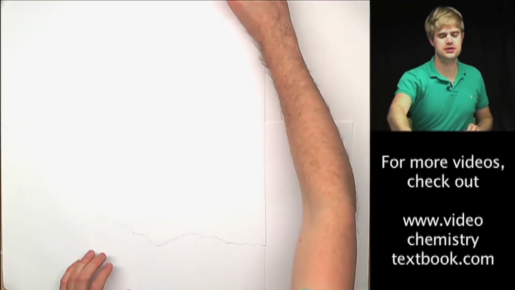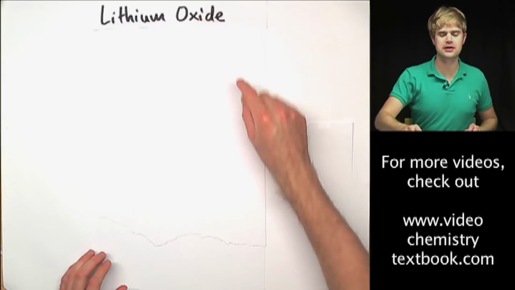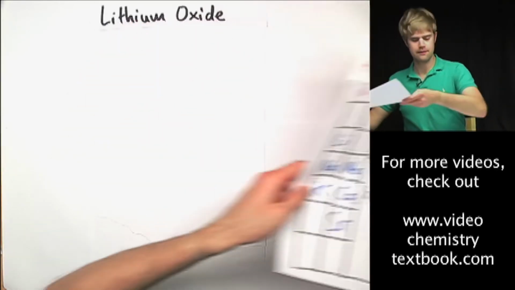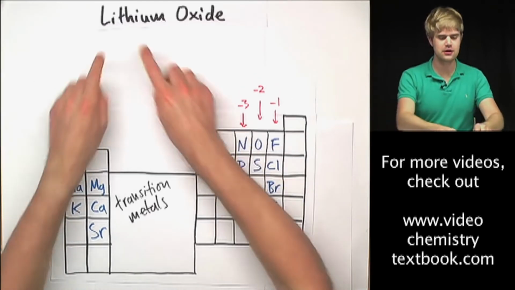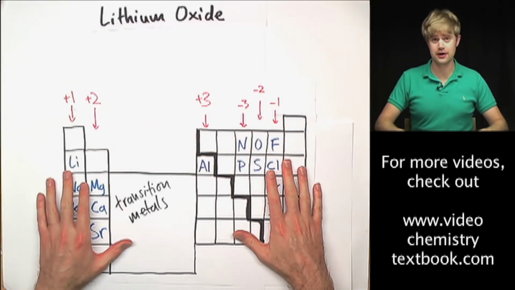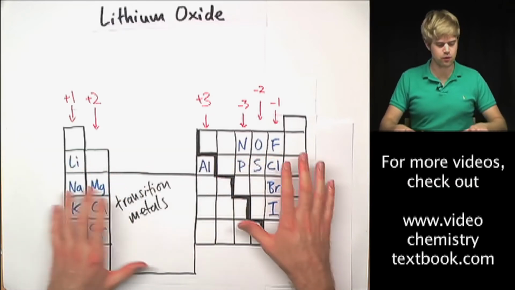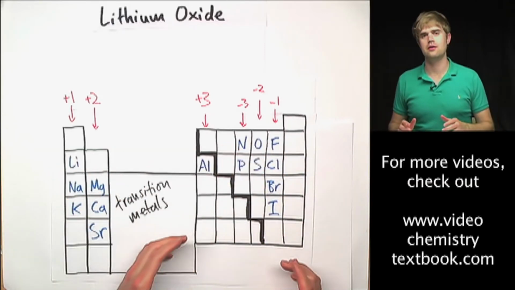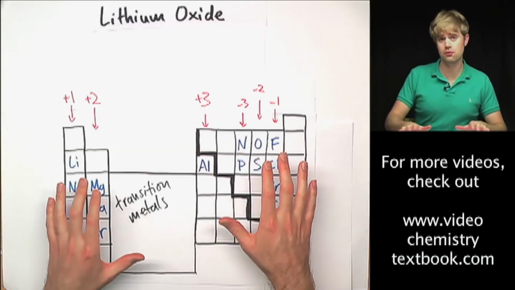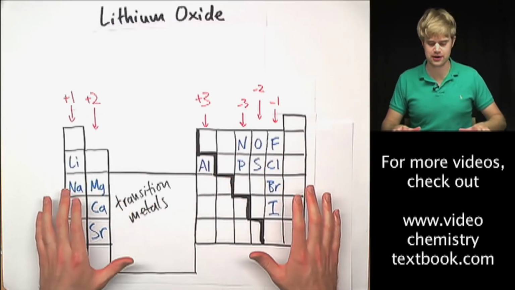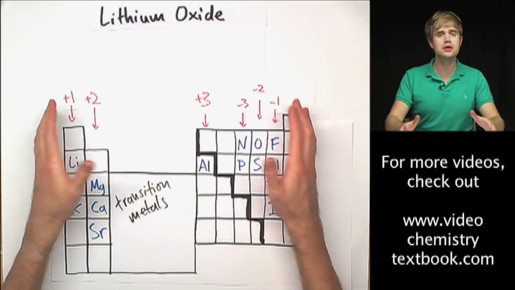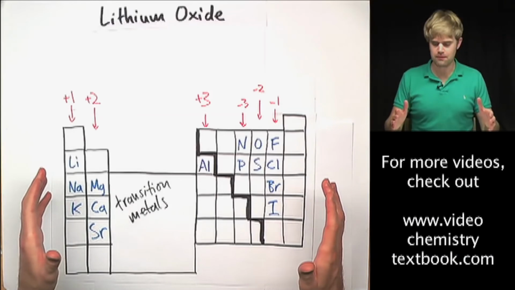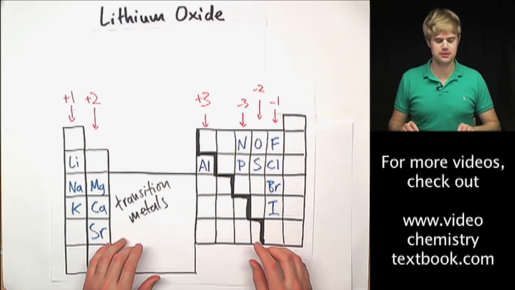Let's start with our first example, lithium oxide. When I'm doing these kinds of problems, the first thing that I want to do is find both of these elements on the periodic table. I'm using this kind of weird version of the periodic table that I just wrote out. I left out a lot of the elements because they're not important for what we're doing here, and I thought they were kind of distracting. But don't be confused. This really is no different from the periodic table that you probably have in your book. It's just that it's missing a lot of the elements.